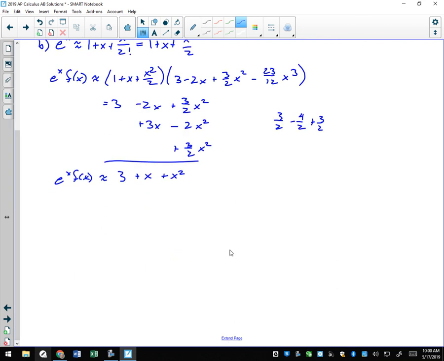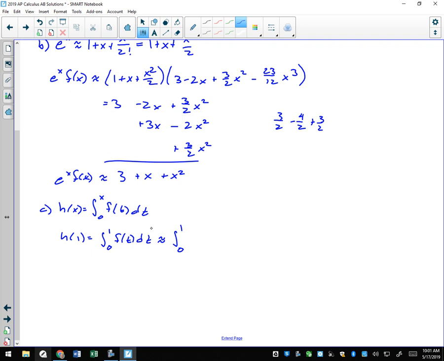Question C. Let h be that function. Use the Taylor polynomial found in A to find an approximation for h of 1. Okay, so part C, h of x is the integral from 0 to x of f of t dt. So h of 1 is going to be the area from 0 to 1 of f of t dt, which will be approximately the antiderivative from 0 to 1.